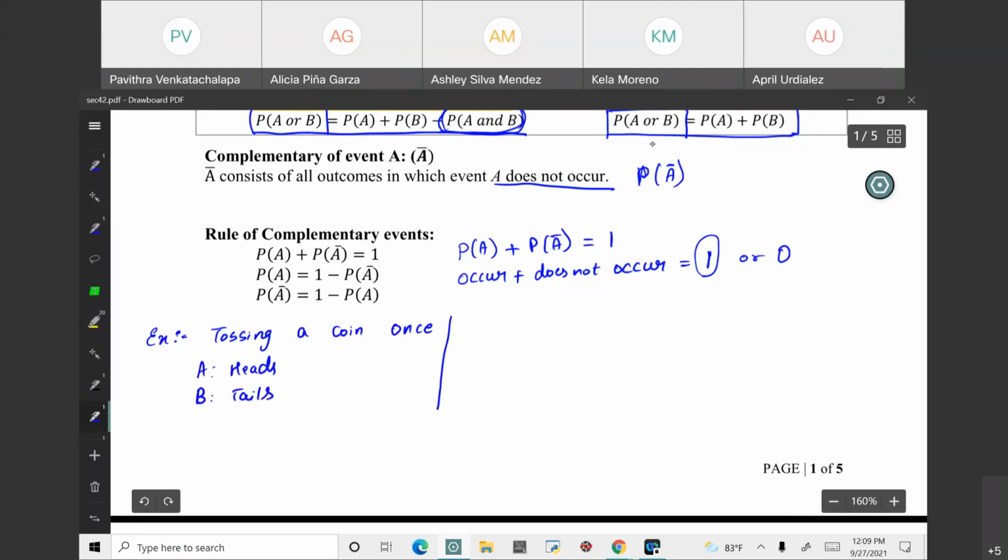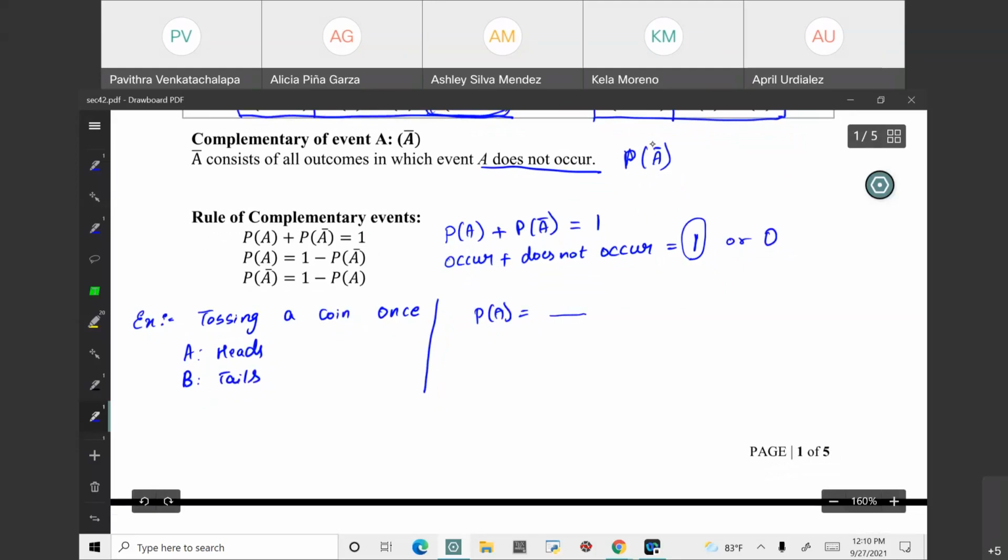What are the chances that I get event A? What is the probability of getting an event A? 50% or half. Right? Now, what is the probability of getting B event? Half.